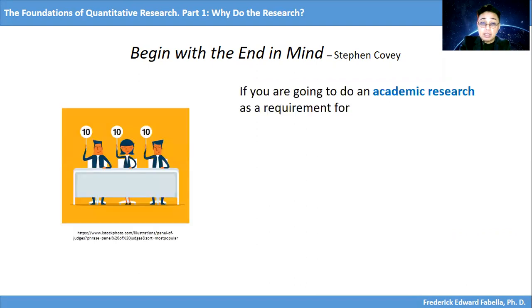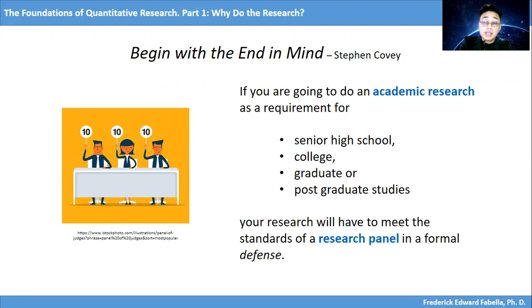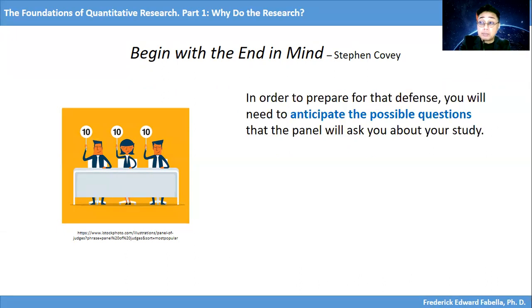Now, if you are doing an academic research as a requirement for senior high school, college, graduate, or postgraduate studies, your research will have to meet the standards of a research panel in a formal defense. All right? So, think about the defense. What's going to happen in the defense? In order to prepare for that defense, you need to anticipate the possible questions that the panel will ask you about your study.